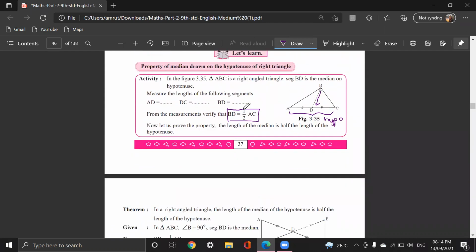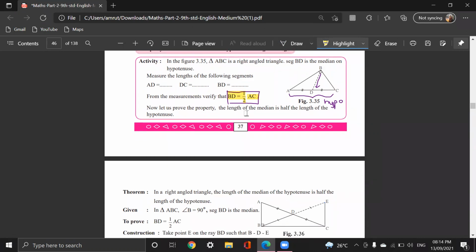And one more property that we are going to learn now is that if we draw a median in a right angle triangle from the vertex where the right angle lies, that median BD is exactly half of the hypotenuse. Okay, so I'll highlight this formula. You write it in your notebook 2-3 times. That formula also we are going to use to solve the sums. Okay, so keep this in mind.